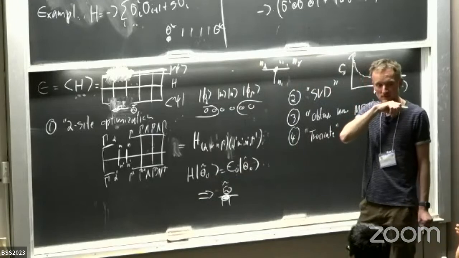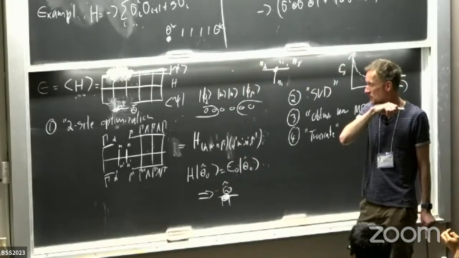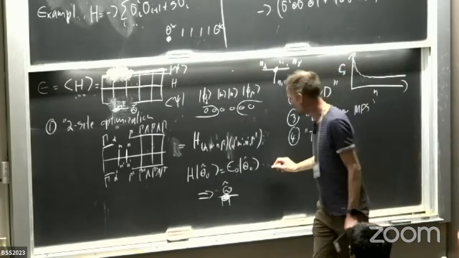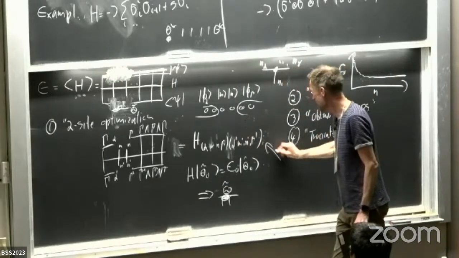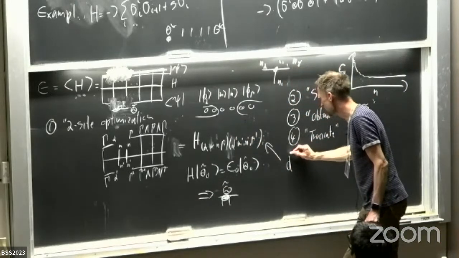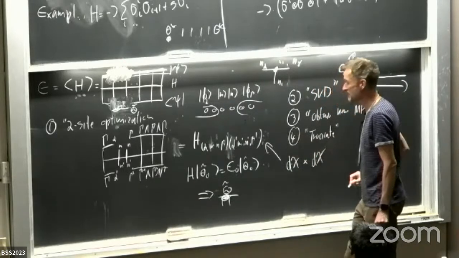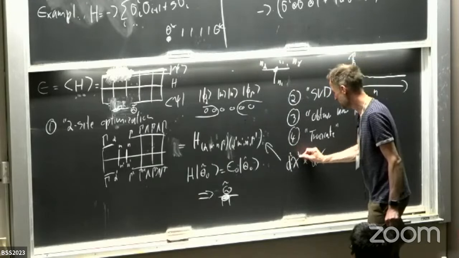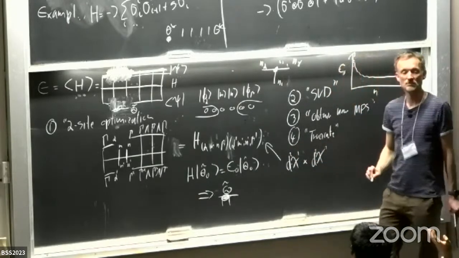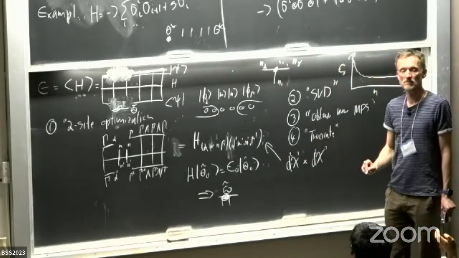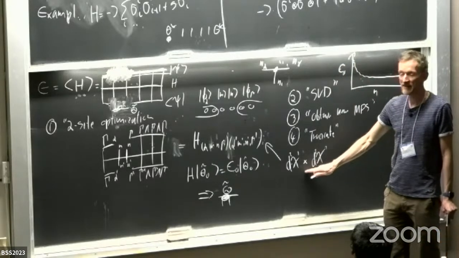Isn't that very expensive because the matrix is chi-squared dimensional? Right, the matrix that we have here has a dimension of d times chi, times d times chi, squared. And then the eigenvalue problem probably is chi to the power 6. But we can use a Lanczos algorithm.